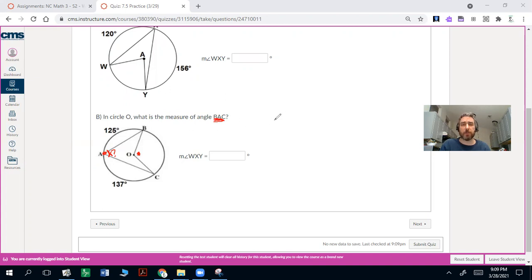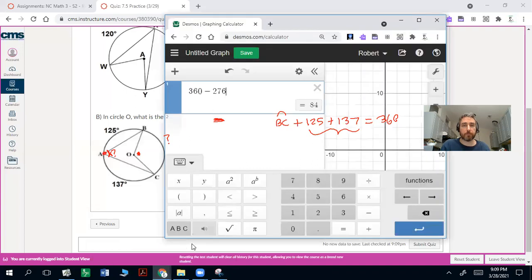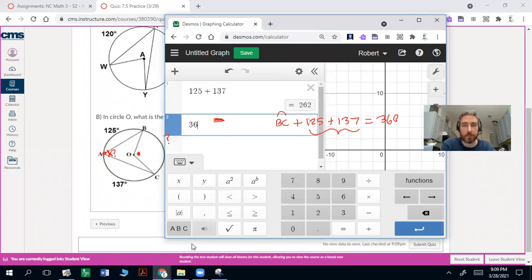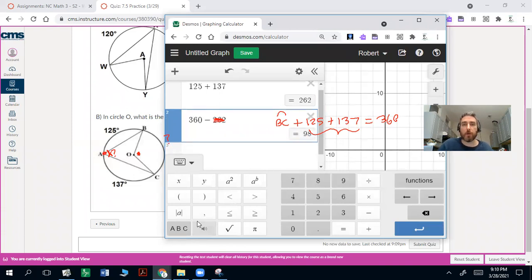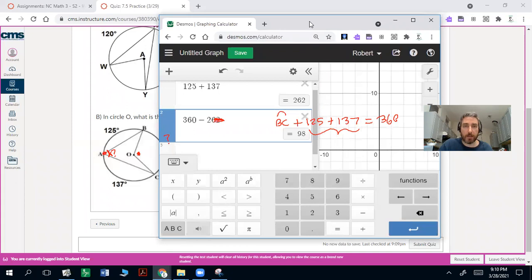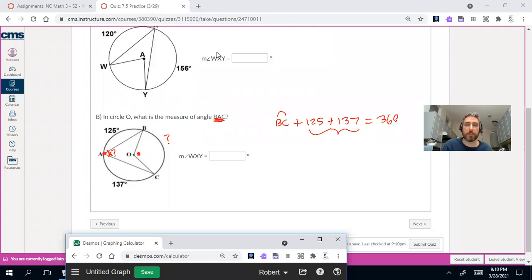So these 3 arcs add to 360. So first I'm going to look at arc BC. Arc BC plus the 125 plus the 137, that sum should equal 360. So add these 2 together first. Let's put that in the calculator. So that's 262. And then we're going to subtract that from 360. So arc BC should be 98 degrees. So 262, and then subtract from 360, you get 98.